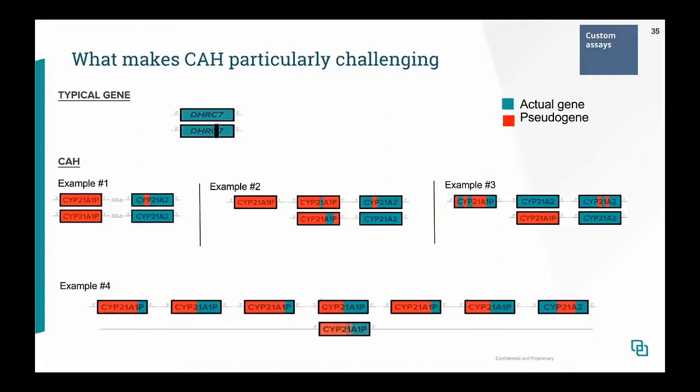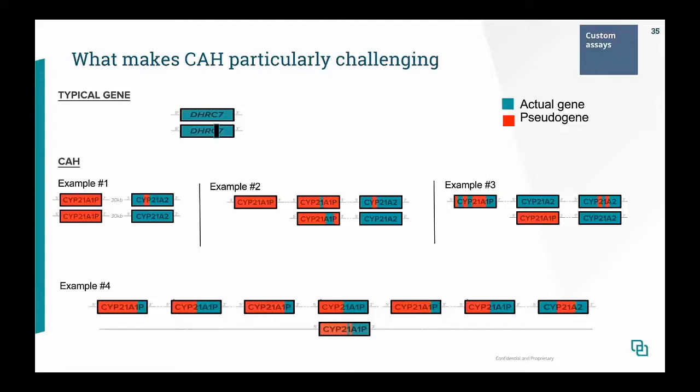So to illustrate this, on the top of the slide, you can see a typical gene where you have one copy from mom, one copy from dad. The black box indicates a mutation in that gene. This person's a carrier. And on the bottom of the slide, these are all examples of individuals who are carriers of CAH. So not all carriers look alike.